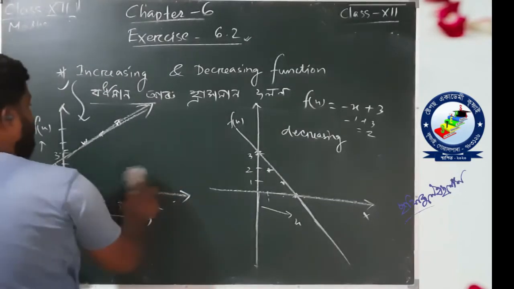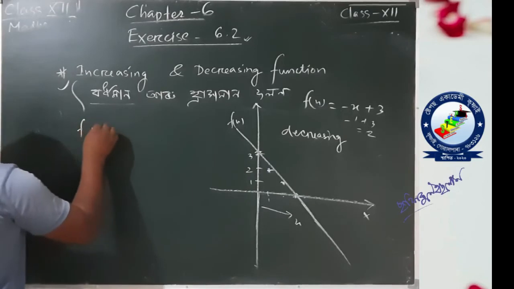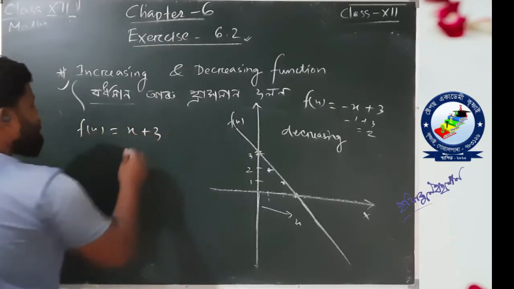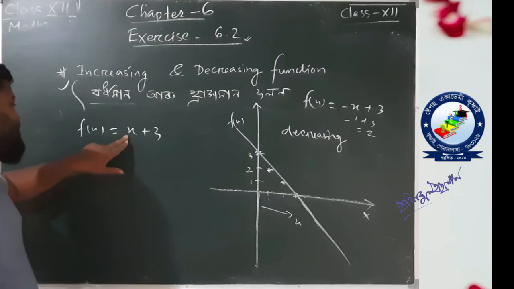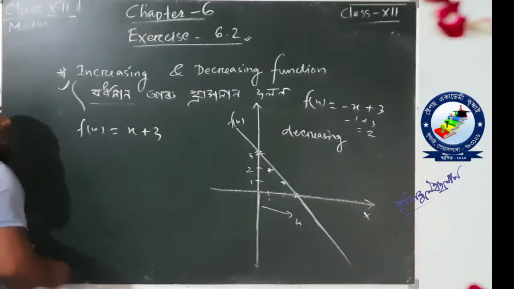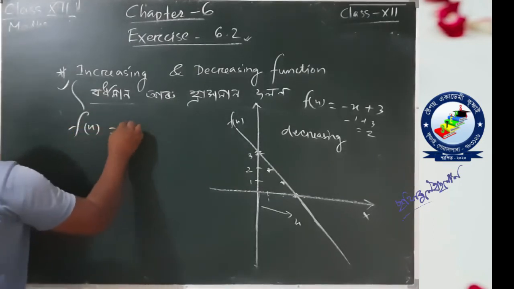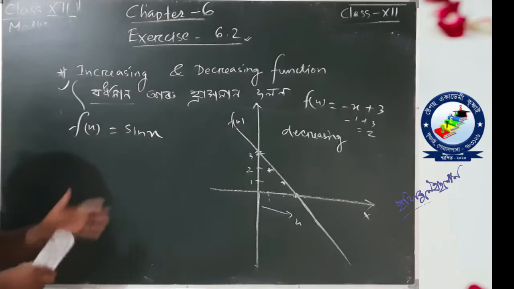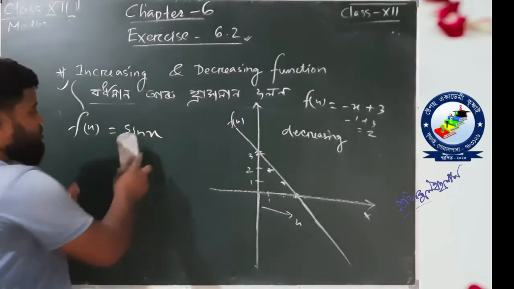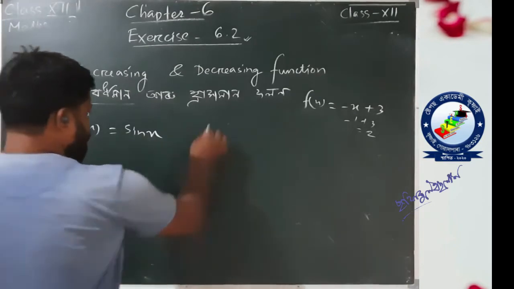Suppose we have a graph there. Suppose this function was f(x) equal to x plus 3. So looking at this, I can easily tell when x is increasing, y is also increasing. So increasing function, right? But if I give a function like this, suppose f(x) equal to sin x. This graph is increasing or decreasing? How can I tell you? Now let us draw the graph of the sine function.